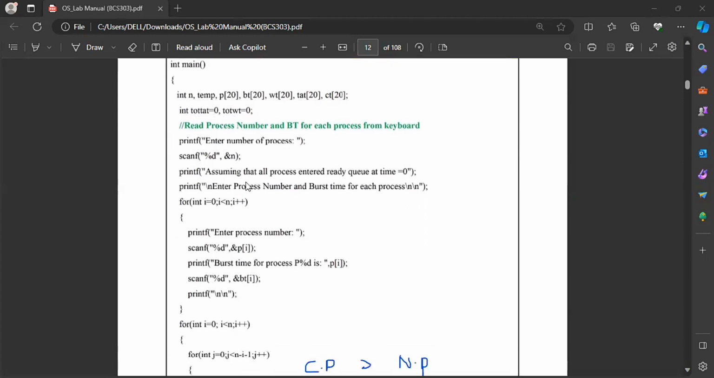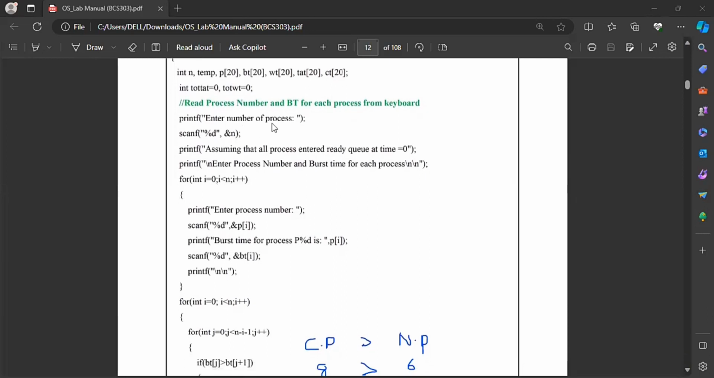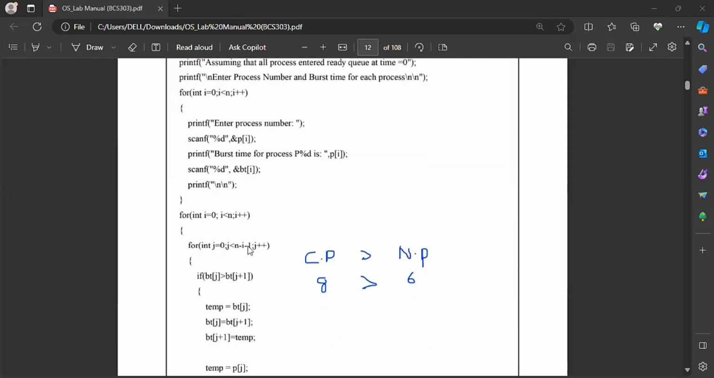Then we are taking the input from the user here. For each process we are entering the burst time. So this for loop will be used to gather the information about the burst time and the process number.